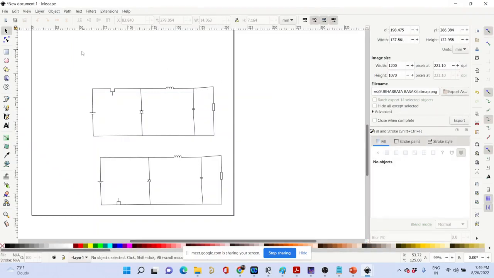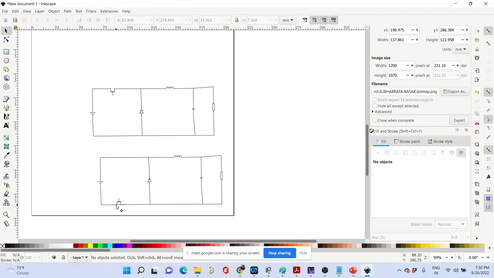Okay, so look at the circuit. Do you find any difference between these two? Is there any difference? Yes, the position of MOSFET is changed. But is it going to affect the operation in any way? No, sir, nothing will change here.